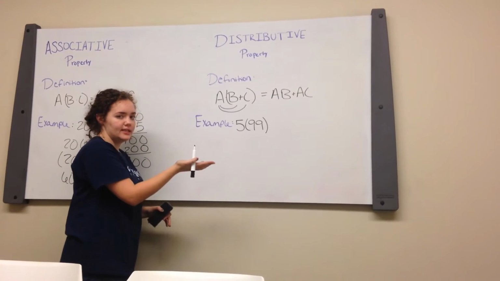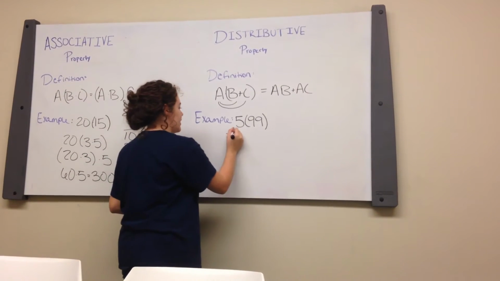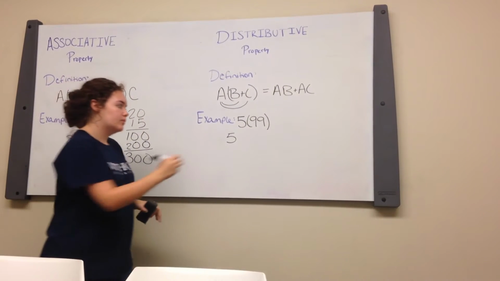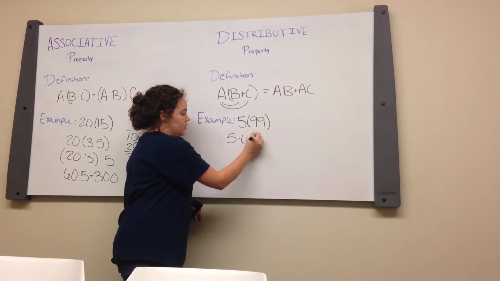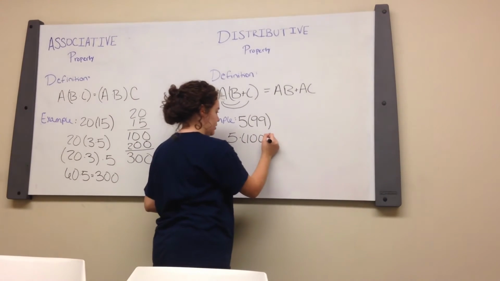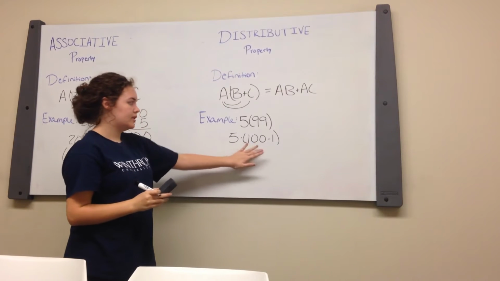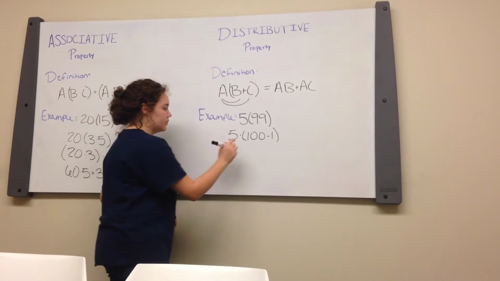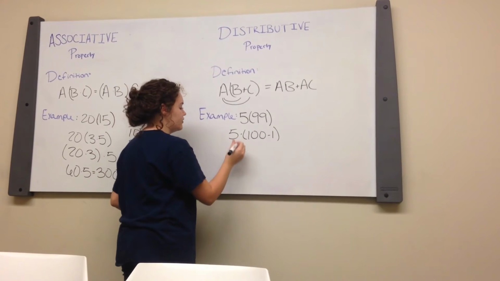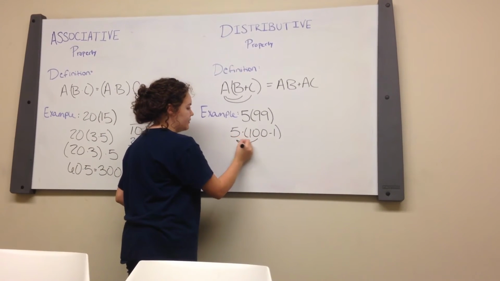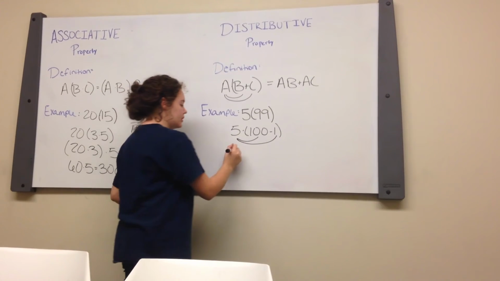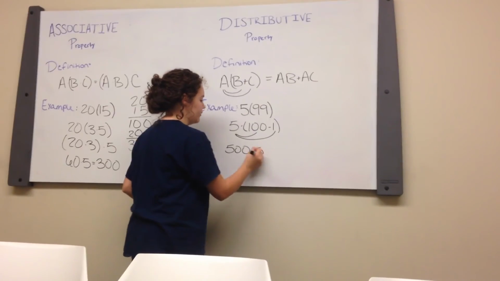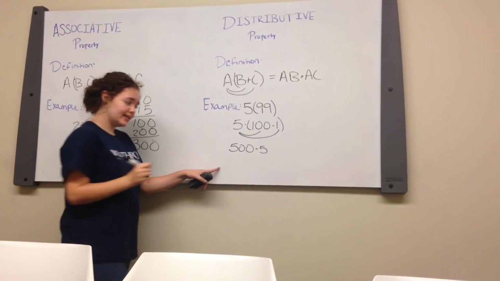So a way to demonstrate this is 5 times 99. So we're going to take our 5, and then to make this easier to work with, we're going to write it as 100 minus 1, because multiplying these numbers is easier than multiplying 5 times 99 for some people. So we're just going to multiply this out, or distribute our 5. So we're going to do 5 times 100 and 5 times 1. So we've got 500 minus 5. And that gets us 495.